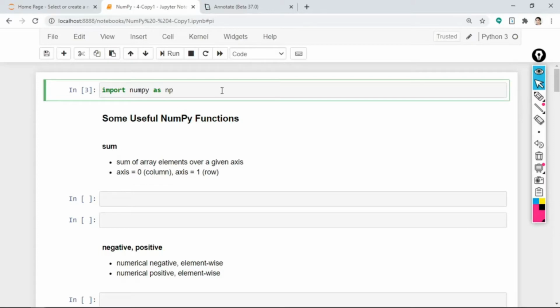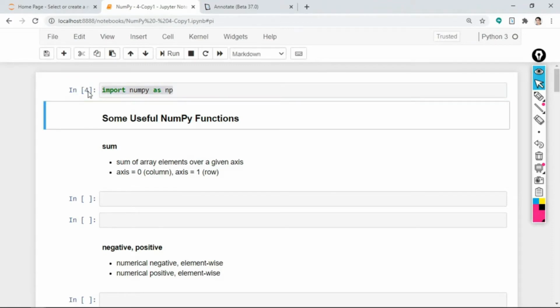Day again. So welcome back to our course. For today we'll continue our lecture for the NumPy section of our course. I already imported NumPy here and already executed this code. So we're studying about the useful NumPy functions. Usually these are universal functions that you can use when you are using NumPy.